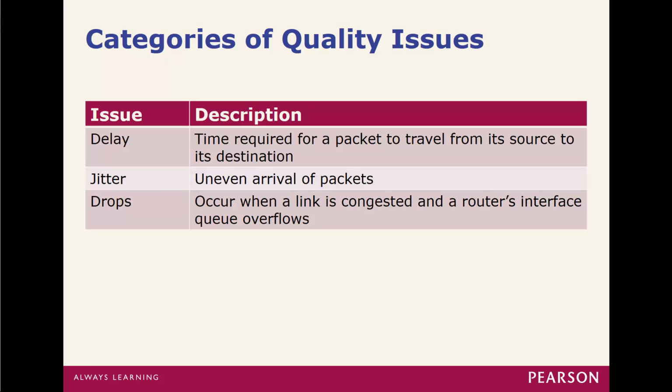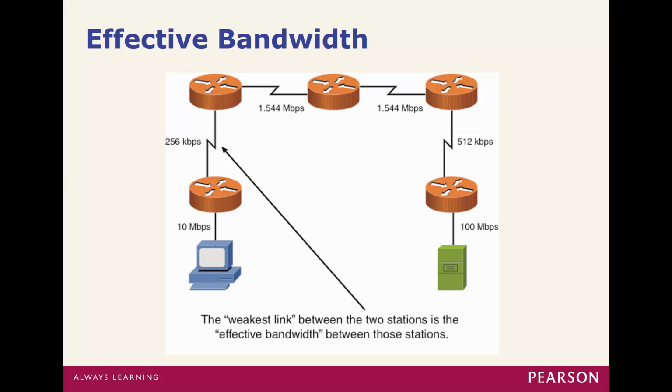Categories of quality issues, there are three major types: delays, jitters, and drops. Jitter is uneven arrival of packets. Delay is the time required for the packet to travel from source to destination in a timely manner. And drops are just when a link is so congested that it overflows and starts dropping or removing packets. So effective bandwidth could be understanding how we're going to get from A to B, looking at the weakest links, and figuring out how to best send data.